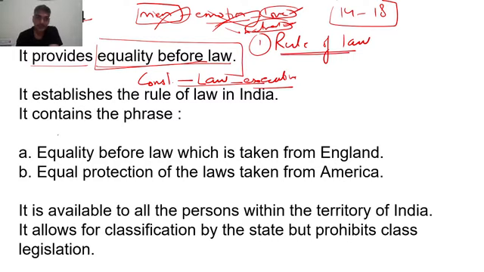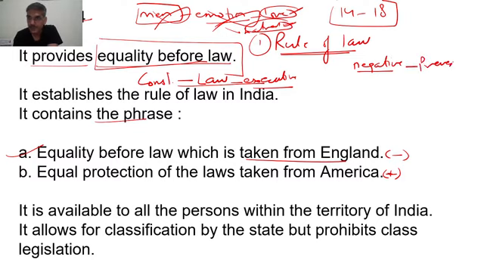Then it contains two phrases. First is equality before law, which is taken from England and is said to be a negative term. Second is equal protection of the laws, which is taken from America and is said to be a positive term. Now, what is negative? Anything which prevents you from doing something is called negative. Like a negative attitude is that attitude which does not allow you to do anything. This I cannot do, that I cannot do, that is your negative attitude. That's why it is called negative, because it prevents you from doing something.